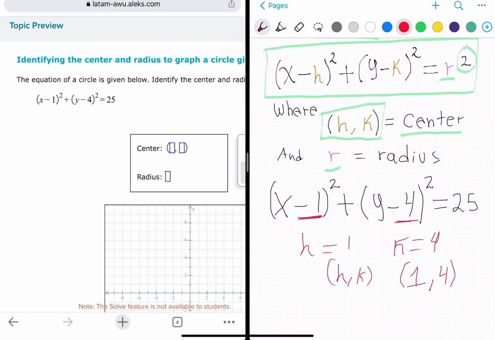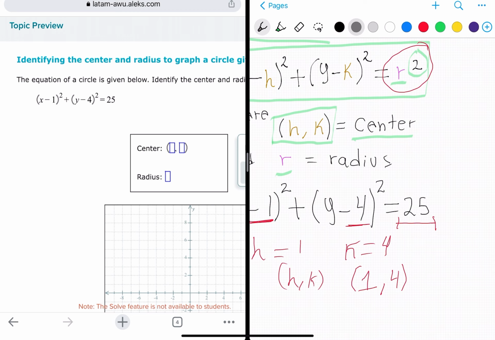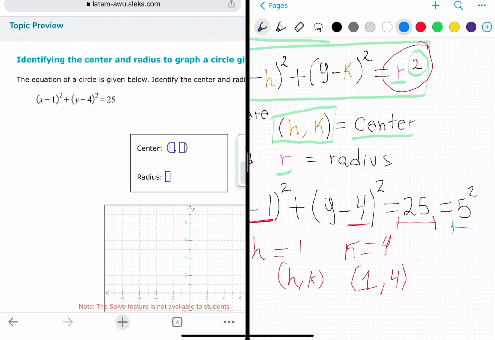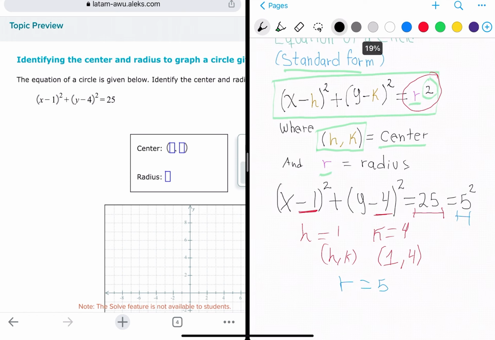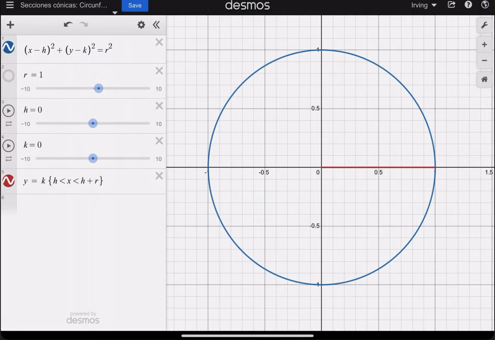Similarly, if we want to know the radius, we take the last number, 25, and rewrite it as a square number, because here I have it as a square. How can I rewrite 25 as a square number? Well, it's the same as writing 5 squared. From this, I know that the radius is 5. That is what we have to write. Now, let's see what happens in Desmos when we have this equation.